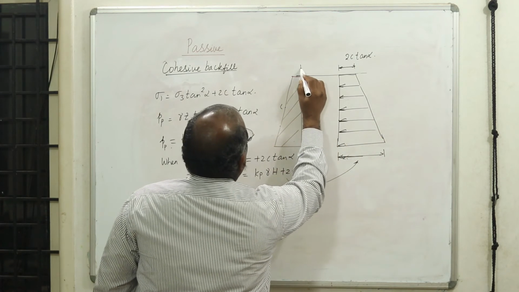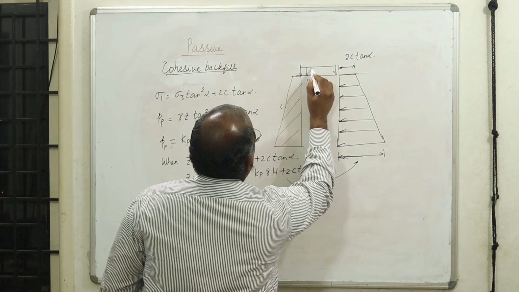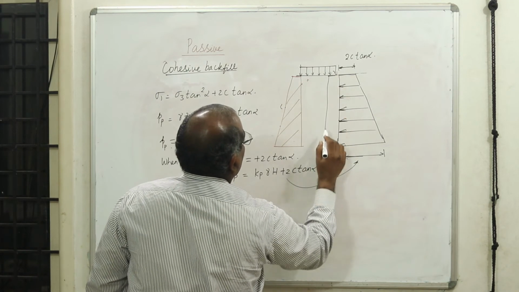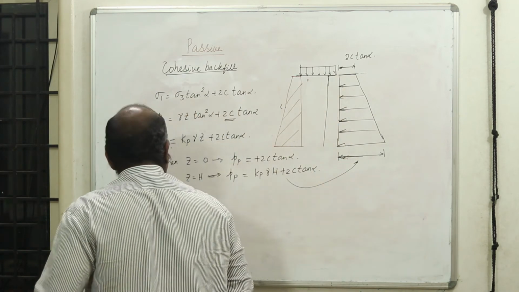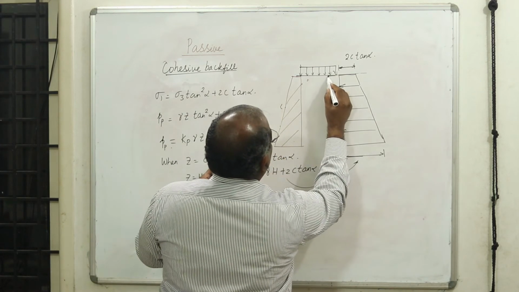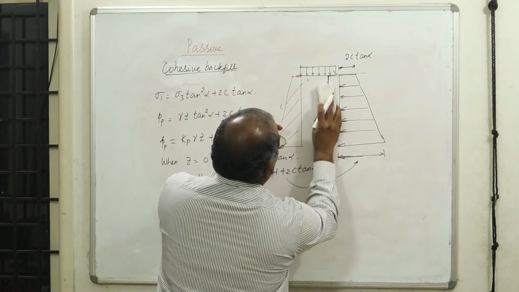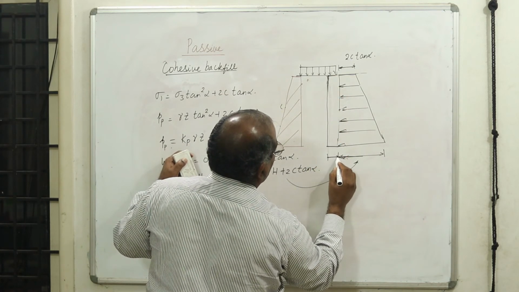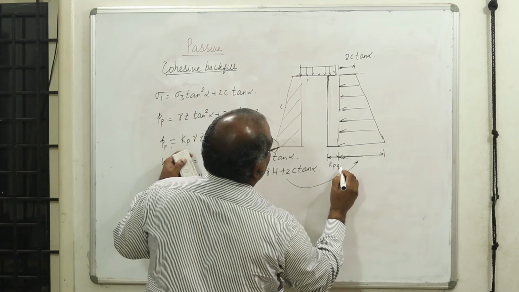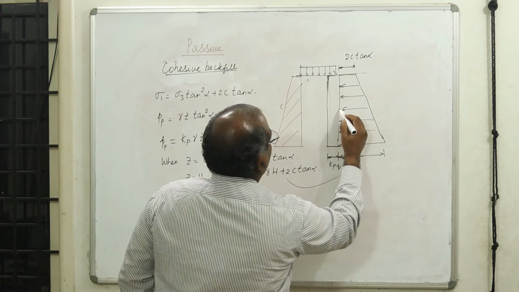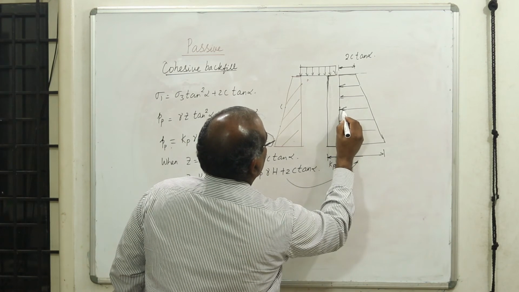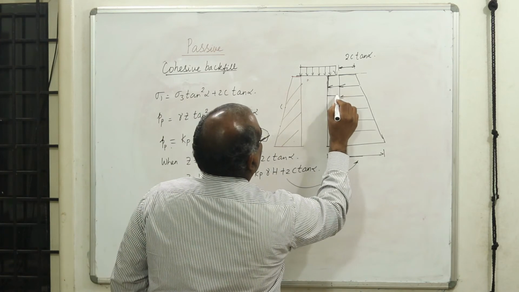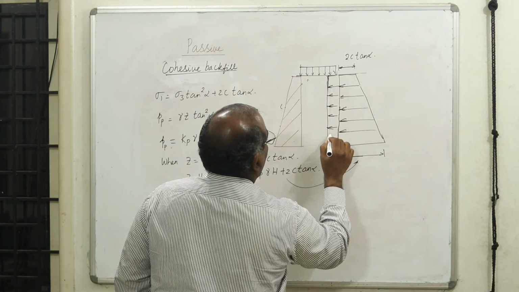Now, in case you have got a surcharge load, which is the second case, you will have pressure because of the surcharge. You will have a uniform pressure distribution like this, an addition of Kp into q. This is the additional pressure. One can find out the thrust.